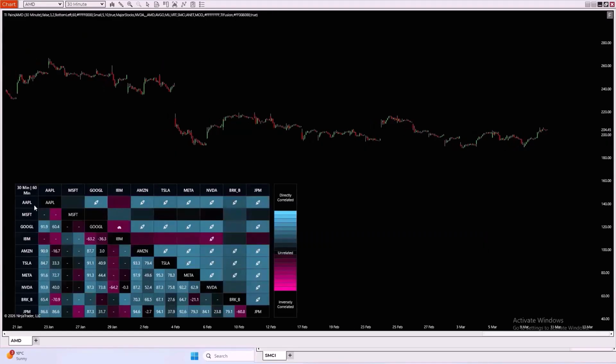So the way this matrix works depends on your chart time frame. I'm on the 30-minute here. It's going to look at a short-term time frame and a higher-term time frame, a higher period time frame. So I'm on the 30-minute.